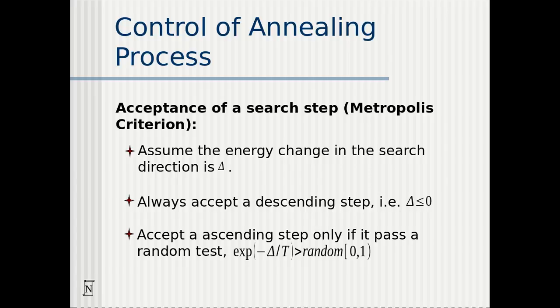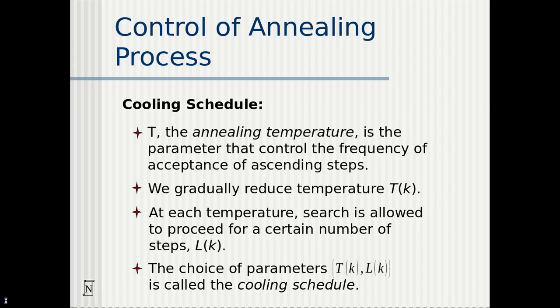But in an ascending step, the energy of the new state would be greater than the current state, so delta would be greater than 0. For that we accept only if it passes the random test. In the random test we define the probability of the new state as exponential of negative change in energy divided by temperature. If it's greater than a random value between 0 and 1, we accept that state, or we continue the process.